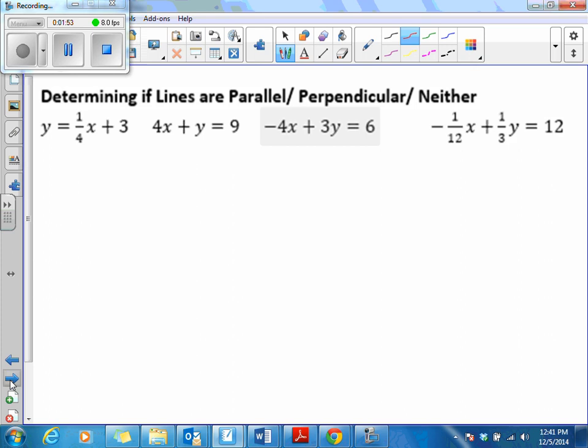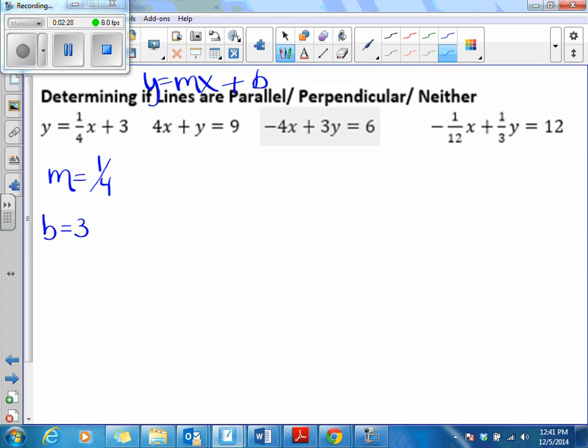All right. Determine if the lines are parallel, perpendicular, or neither. The first thing I want you to think about is that if I'm trying to decide if lines are parallel or perpendicular, I need to know what their slope is, and I need to know what the intercept is. So I might as well solve for y, or put it in the form y equals mx plus b. When I look at this first equation, y equals 1/4 x plus 3, it's already in that format. I can see that my slope is 1/4 and my y-intercept is 3.